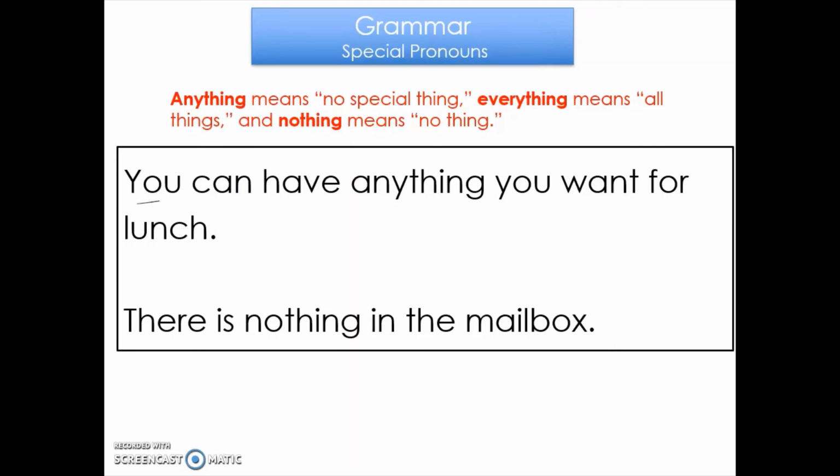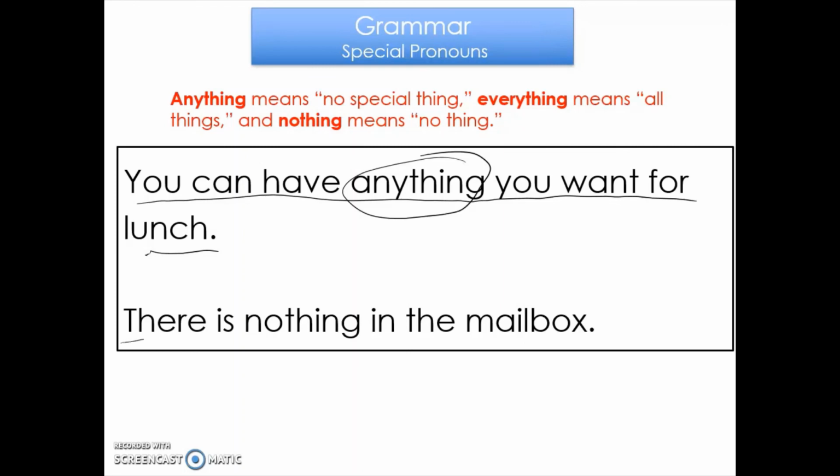So the first sentence says, "You can have anything you want for lunch." Anything means no special thing. It doesn't matter which thing we're talking about. Okay, it doesn't say you can have a sandwich for lunch. It doesn't say you can have that, pointing to a specific thing for lunch. It's saying you can have anything, no special thing that we're talking about can be used for lunch.